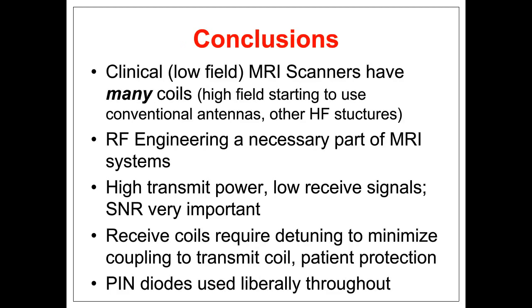So in conclusion, the clinical low-field scanners that you see in clinics right now are very much coil-based, and they have very many coils. Although on the high-field research structures, you're beginning to see conventional antennas. I hope over the last 40 minutes or so you begin to appreciate how necessary a part RF engineering is in the MR system. It's similar to radar, where you've got large and high transmit powers but very weak receive signals, but it's not like radar because it's not wavelength dependent like radar reflection. So another similarity, signal-to-noise ratio is very important.